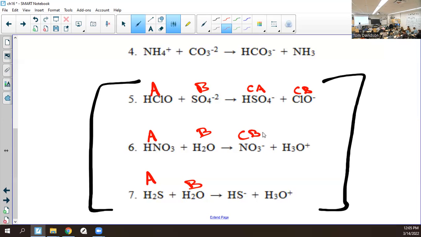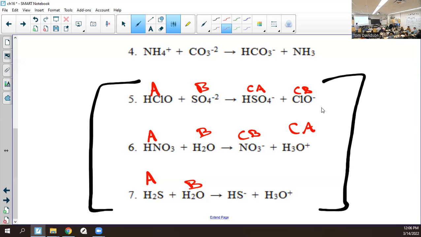But if NO3 minus were to go this direction, what would it be doing? It would gain a proton, and that's what bases do, which means this is my conjugate acid, because if it went this direction, it would lose an H or donate an H, and that's what acids do.